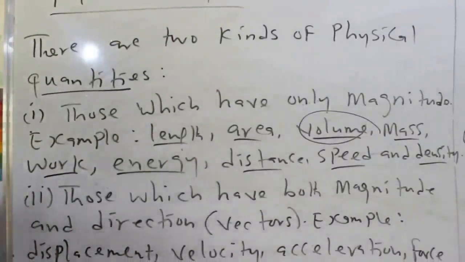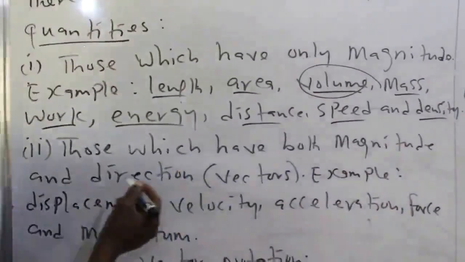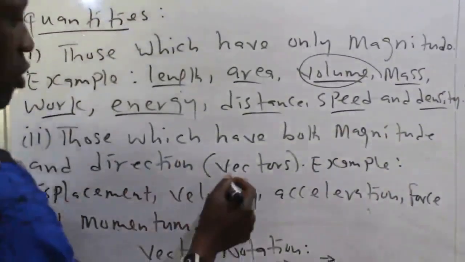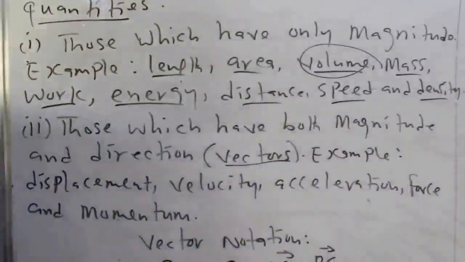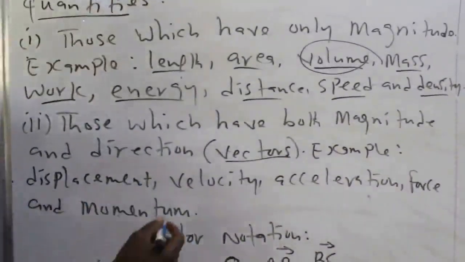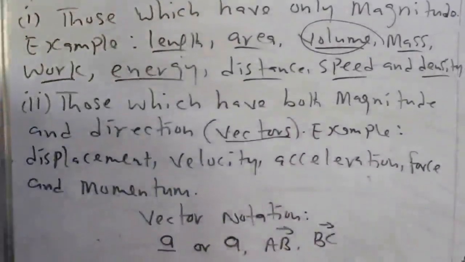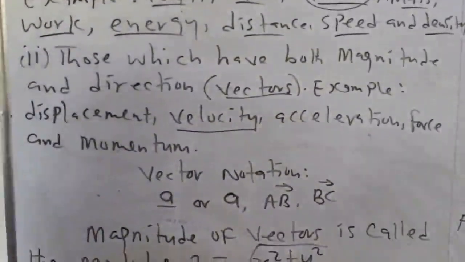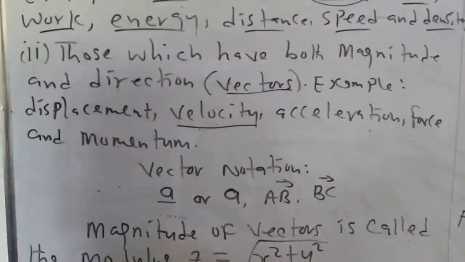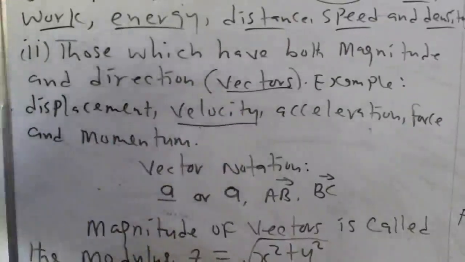Now, the second type, we have those which have both magnitude and direction. We call them vectors. Examples of vectors: displacement, velocity, acceleration, force, and momentum. Now you discover that velocity is defined as change in distance over change in time. So velocity has magnitude and direction.